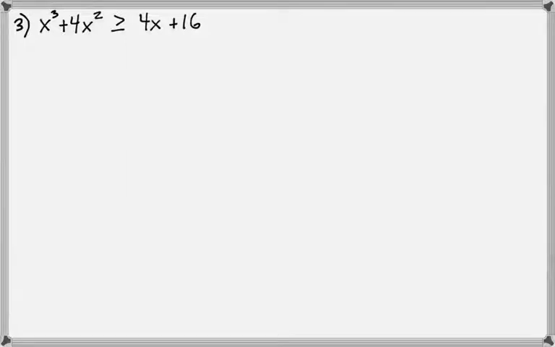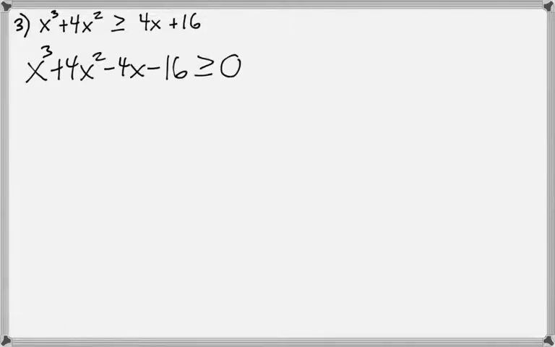On number 3, we're trying to solve the inequality, and my first step is to get everything onto one side and 0 on the other. So I want to move that 4x and that 16 over. So x cubed plus 4x squared minus 4x minus 16 is greater than or equal to 0. Now on question number 1, it was already factored for us.